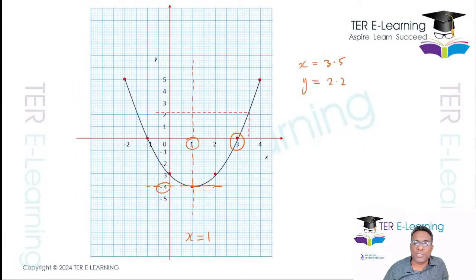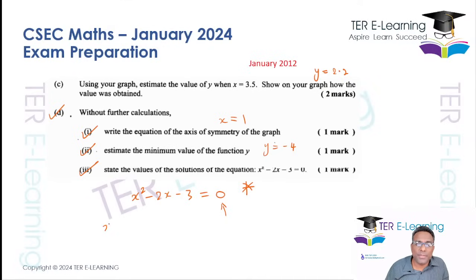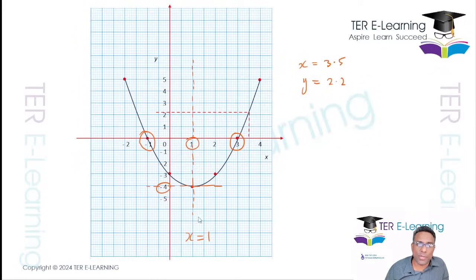That's one solution, x is equal to 3. And the second solution is x is equal to -1, right? That's how you use your graph to solve a quadratic. So the answers will be x is equal to 3 and also x is equal to -1.